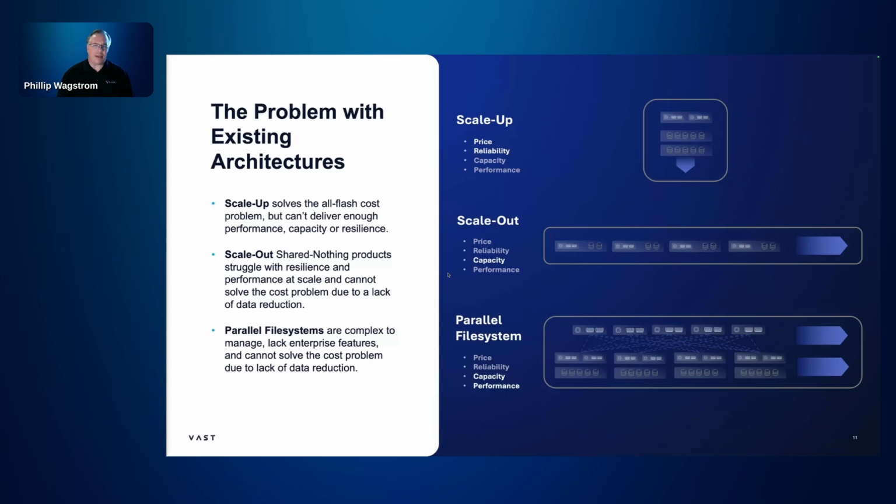And then you have parallel file systems. And parallel file systems, again, those solve another problem, but they're complex, they're unwieldy to manage. Sometimes they lack some of the enterprise features with that, so they're not always the greatest solution. I mean, all of these solutions do work in certain environments, but they all have their pros and cons with it.